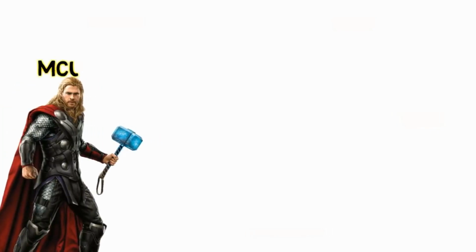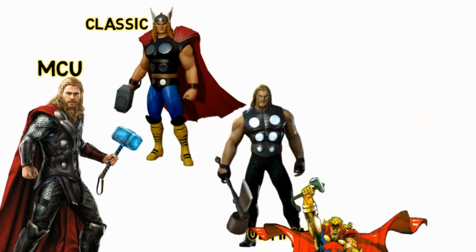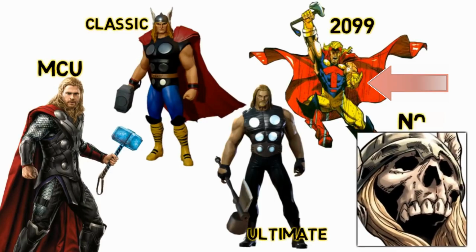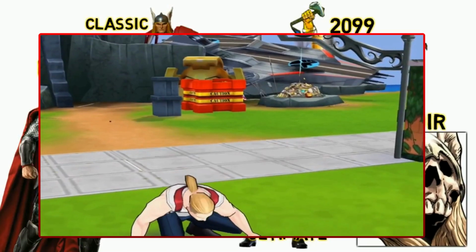And then we've got Thor. You can see how the MCU version was inspired by both the classic and Ultimate Universe Thors from the comics. 2099 Thor is a guy named Cecil McAdam, while Noir Thor is a dead Norwegian guy, that's just his skull. But if you look at the Avengers Academy game, they made their own version of Noir Thor looking different like this.